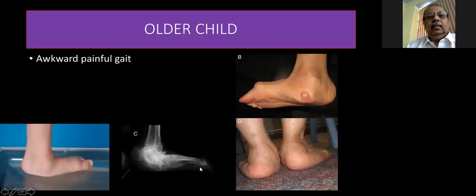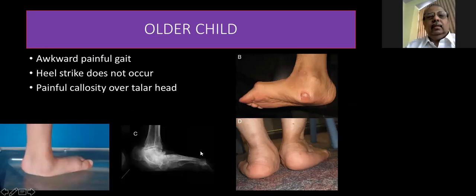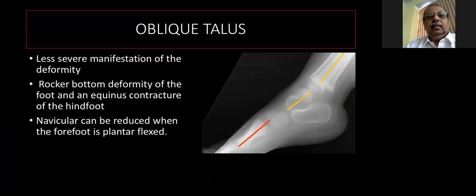So in an older child, it produces an awkward, painful gait because of the rocker bottom. Heel strike does not occur. And painful callosity over the talar head, and the shoe wear becomes difficult. Regarding the differential diagnosis, one has to distinguish from an oblique talus. Oblique talus is considered to be a mild variety of vertical talus. It is less severe, and the rocker bottom deformity disappears when you put the foot in plantar flexion.